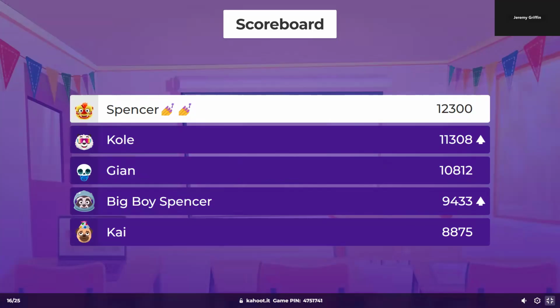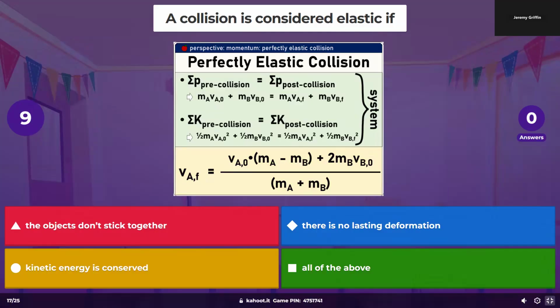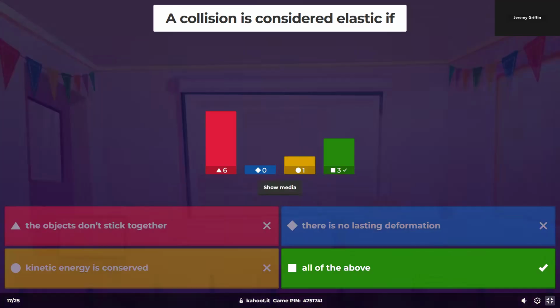Hi, Big Boy Spencer, Gian, Cole, Spencer. A collision is elastic. Yeah, all those would be markers of elastic.